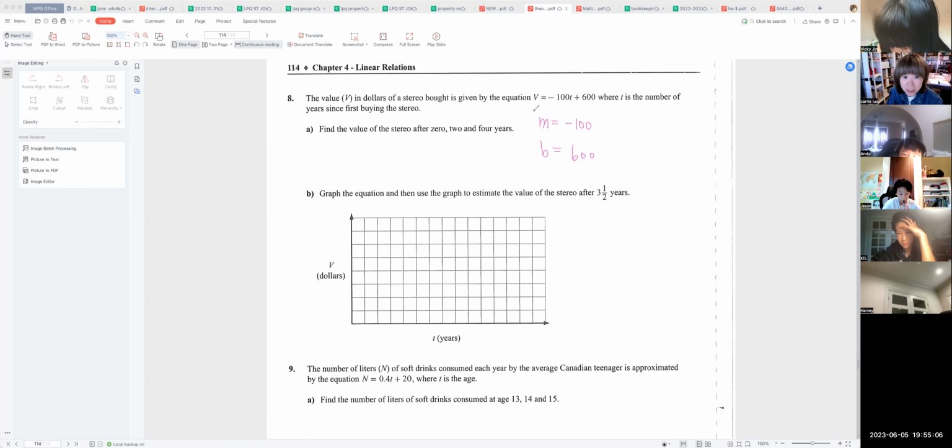Okay, find the value of the cereal after 0, 2 and 4 years. 好，这个很简单。So that means when t equals 0, v equals what? T equals 2, v equals what? And t equals 4, v equals what? Okay, so please send it to me by chat.